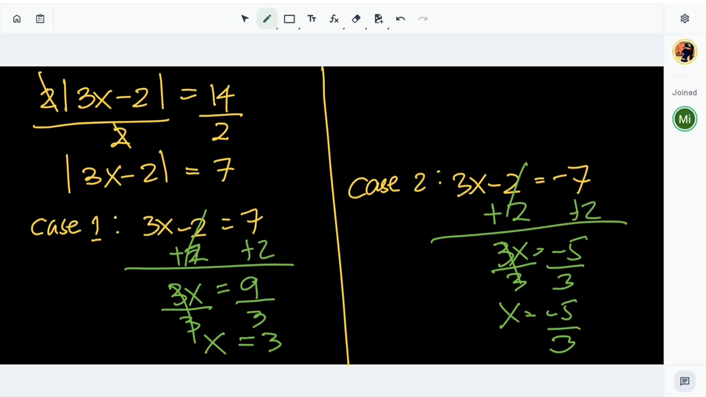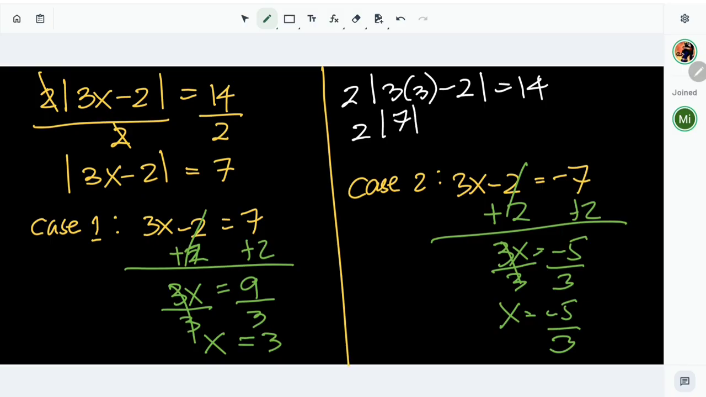Alright, so let's try. So that is 2 absolute value of 3 times 3 minus 2 equals 14. So this is 2 absolute value of 9 minus 2 is 7, right, equals 14. So this is 14 equals 14. Therefore, x is a solution.